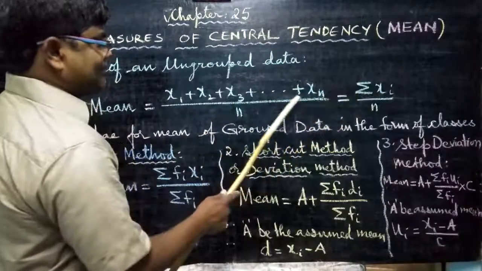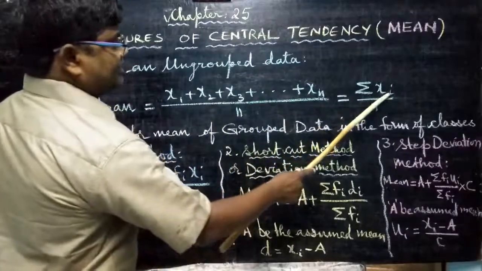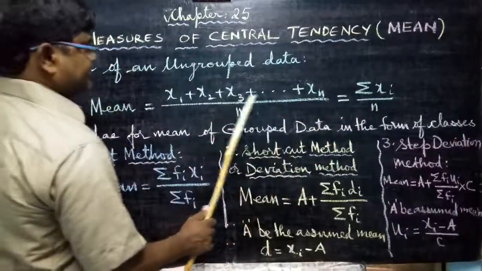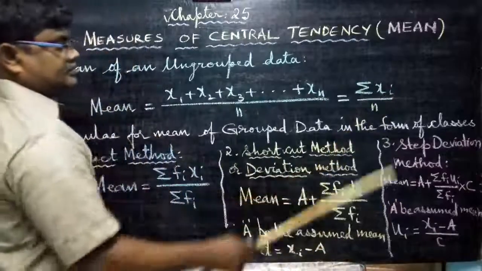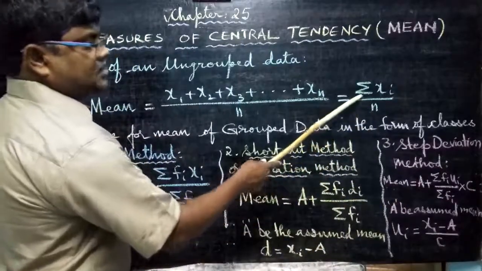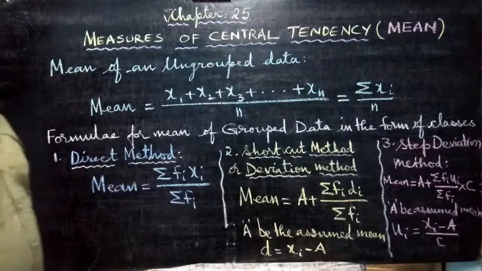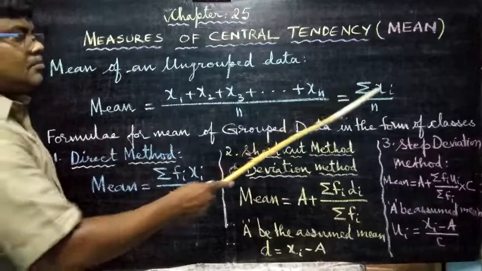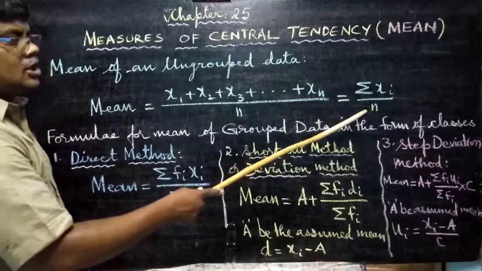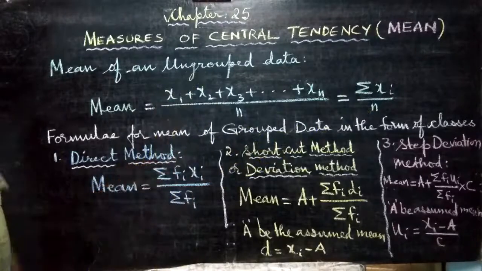Sigma means sum, addition. Xi means the first one, second one, third one, like the particular class. So it is the sum of the observations divided by the number of observations. In words, you can write: sum of the observations by total number of observations. This is regarding ungrouped data.